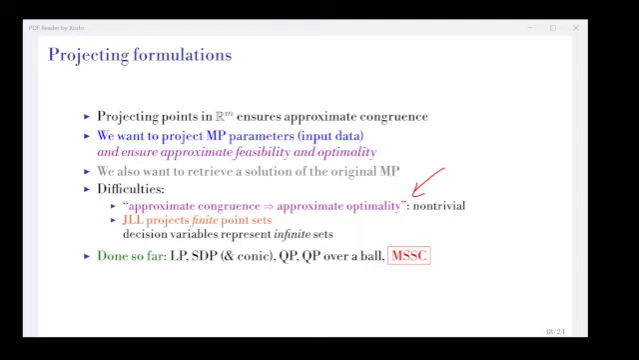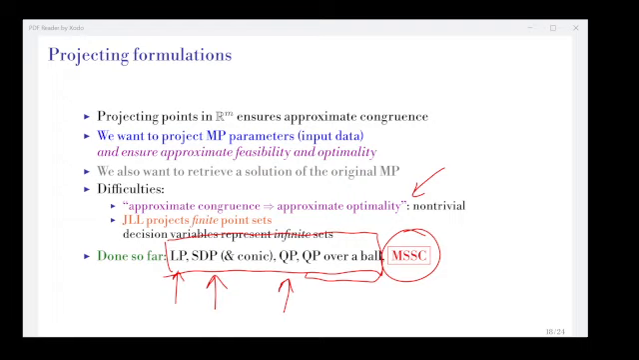I've worked on this topic for a number of years now. So we've done LPs, SDPs recently, and conic problems. We've done QPs, even nonconvex ones, or QPs over a ball, and now we're dealing with a single problem. Now, notice that these were all problem categories, so this was very general. All the previous work was very general. This is a single problem, okay? So it's a class of instances.